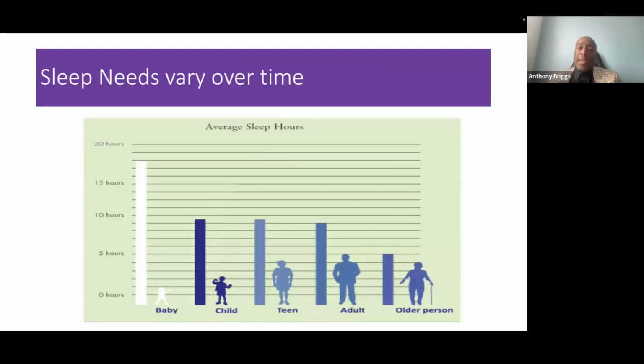Sleep needs vary over time. Overall, sleep changes over time. Most adults need approximately 7 hours of sleep per night. And generally, people are getting less sleep due to increased work and environmental factors, whether that be excessive light exposure or excessive noise pollution, and shift work.